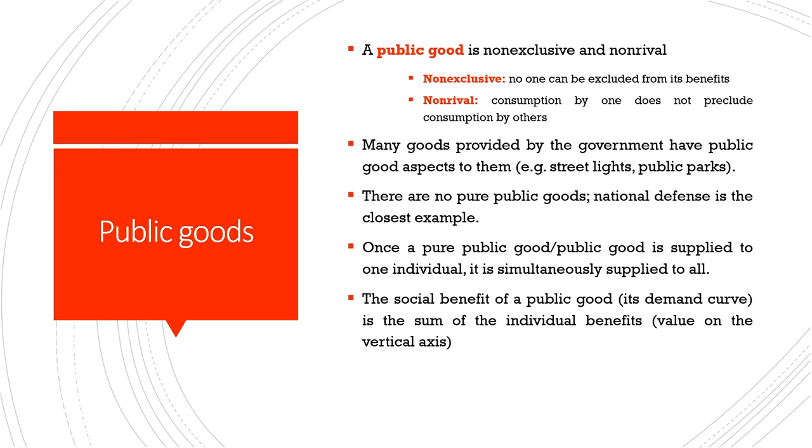So, when we talk about the benefit derived from private good consumption, we talk about a demand curve. Similarly, in the context of public goods, when we say the social benefit of a public good, we also look at a demand curve. But there is a difference between the demand curve of privately demanded goods and services and that of publicly demanded goods and services. The social benefit of a public good, shown in the form of a demand curve, is the sum of individual benefits, valued on the vertical axis. It is vertically summed up.